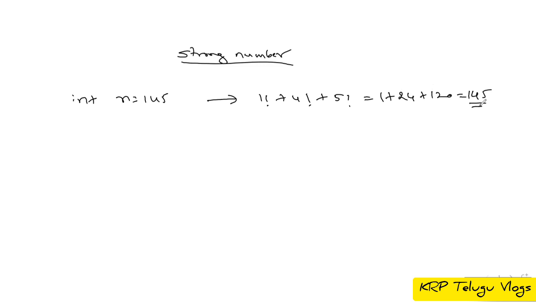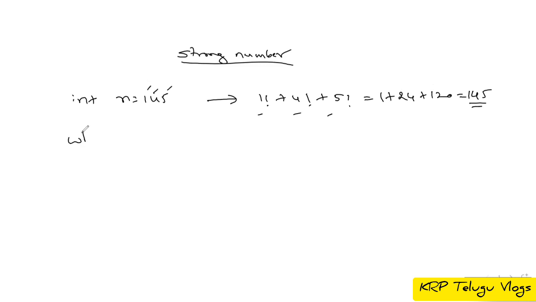145. This is a strong number. So how will you find out whether the given number is strong or not? You know how to do factorial, and you know how to extract the digits. So we can do this, right? Yes, sir. So how can we do this?